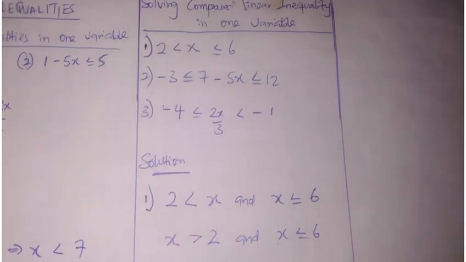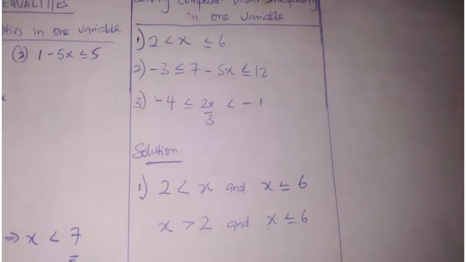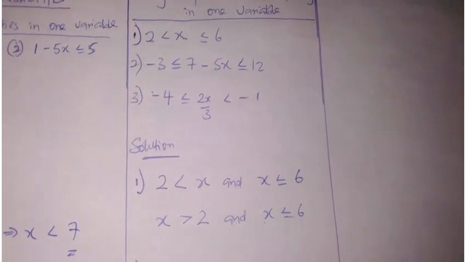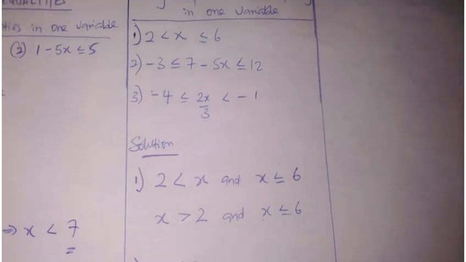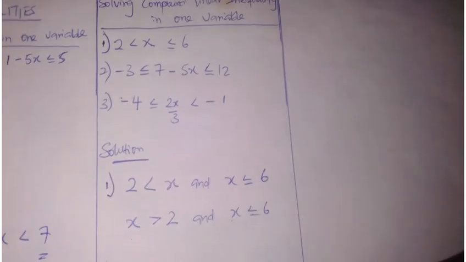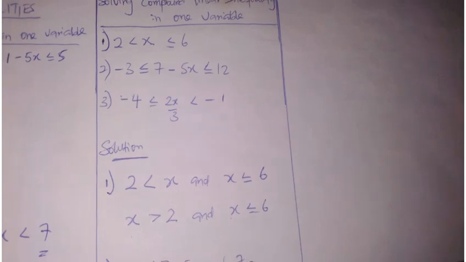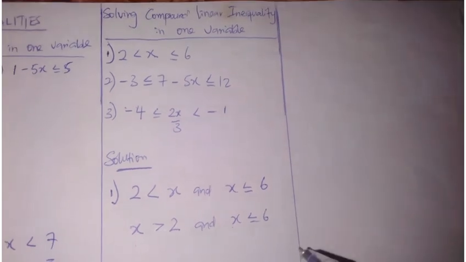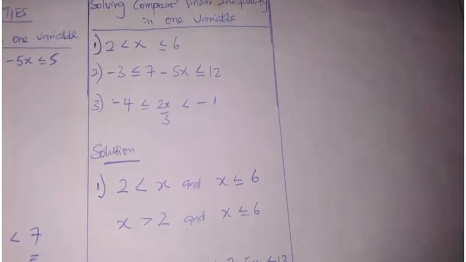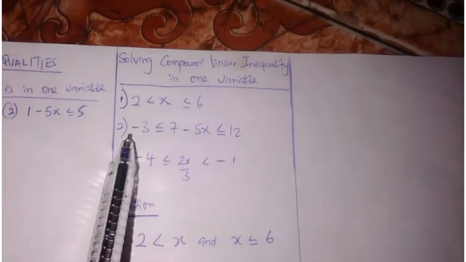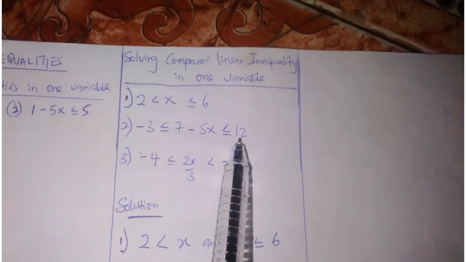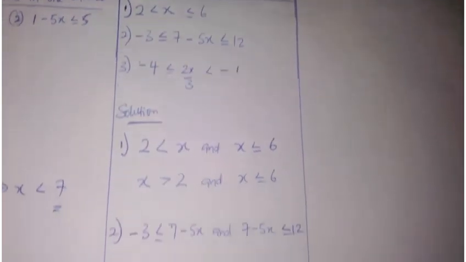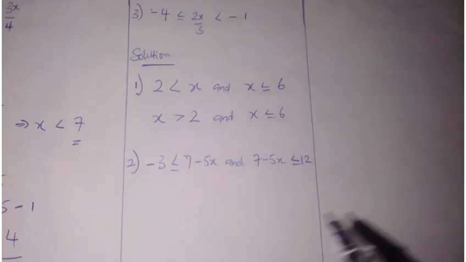Number two question is: how do I split? The same thing. Minus 3 is less than or equals to 7 minus 5x, and 7 minus 5x is less than or equals to 12. So you take this and put it as one equation, then take this and put it as the second equation.